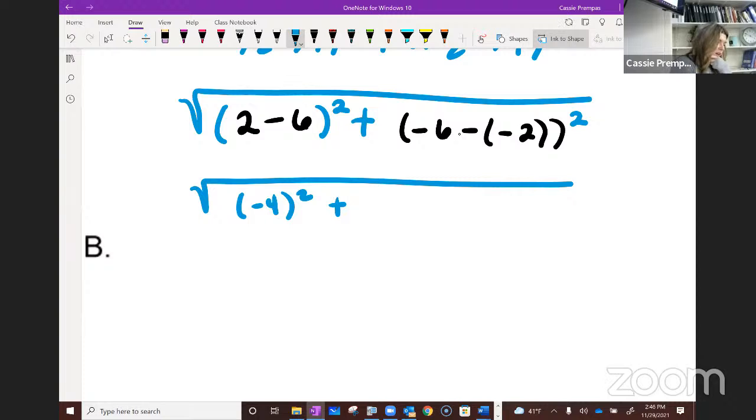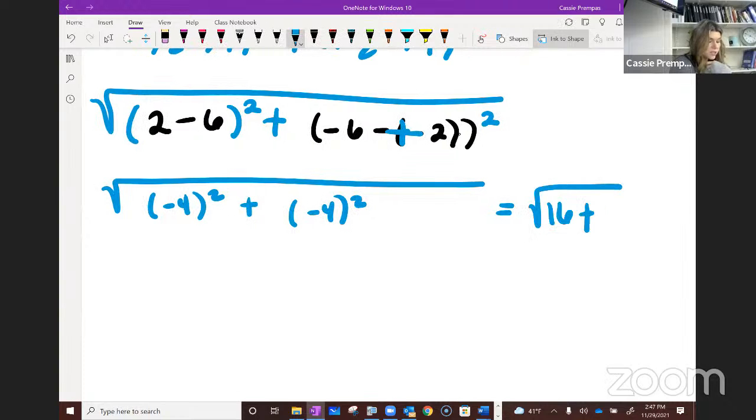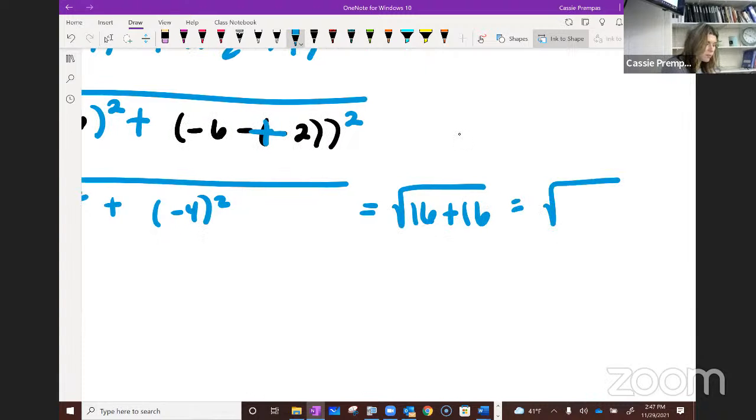What happens when you minus a negative? Positive. So what's -6 plus 2? -4. And then what is -4 squared? 16. So I have the square root of 16 plus 16. What is 16 plus 16? 32. Do we know how to simplify the square root of 32?